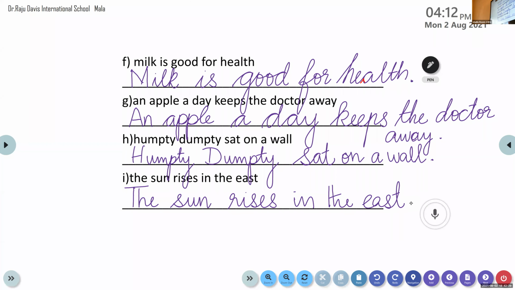Yes, very good, Anna Rose. Well done. Very good handwriting. Very good.